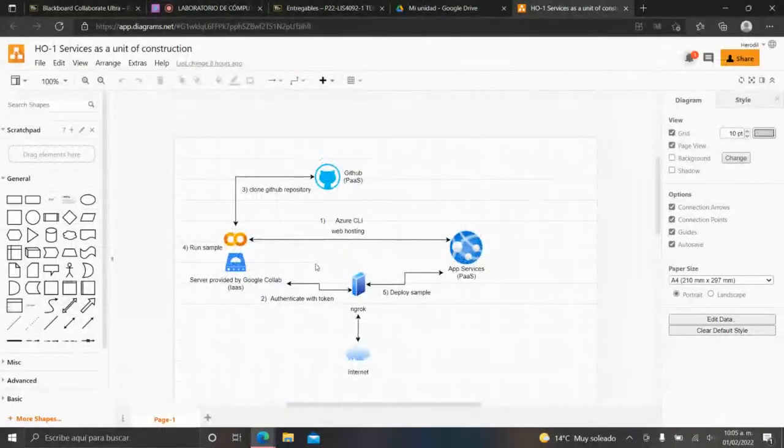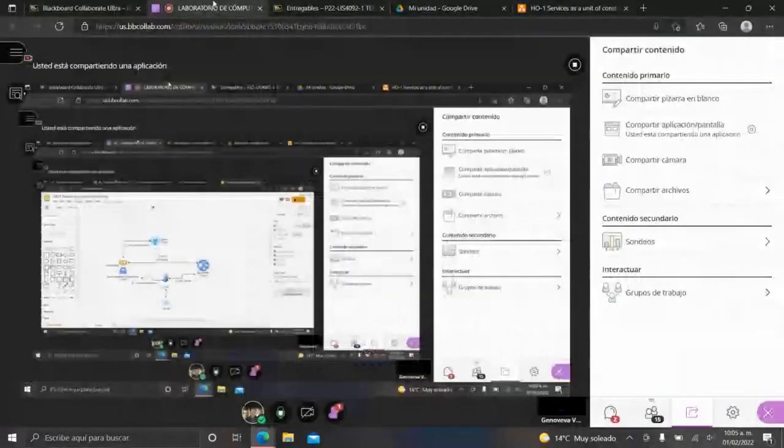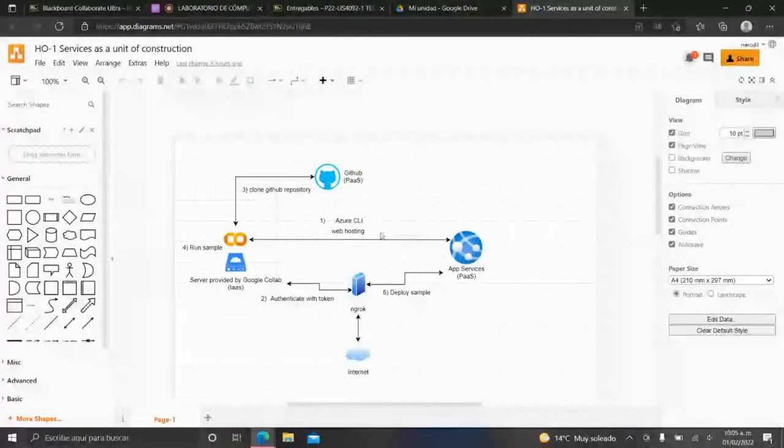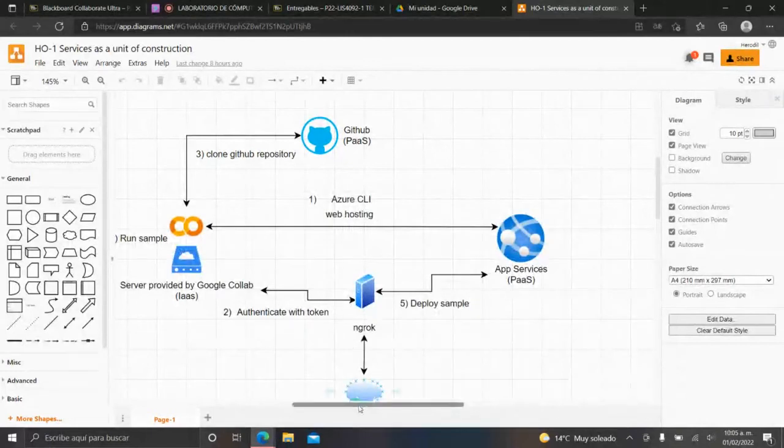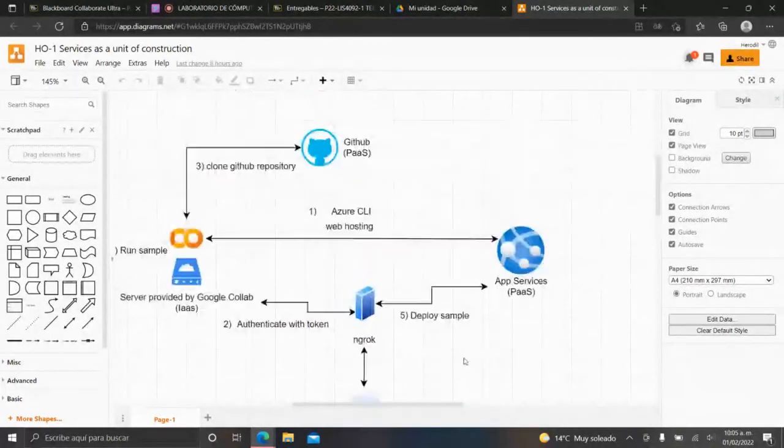Okay, can you see it? Yeah, more or less. If you can zoom a little bit, I think that we can all see better. Okay.